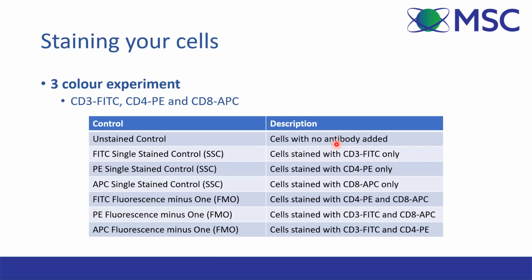Then you need fluorescence minus 1 controls, or FMOs. These are cells which are stained with 2 out of your 3 antibodies. If you had a 4-color experiment, it would be cells stained with 3 out of your 4. So you're missing 1 every time. So we would say that your FITC FMO would be cells which are stained with your PE and APC antibody, but not with your FITC, and so on for your other fluorochromes.